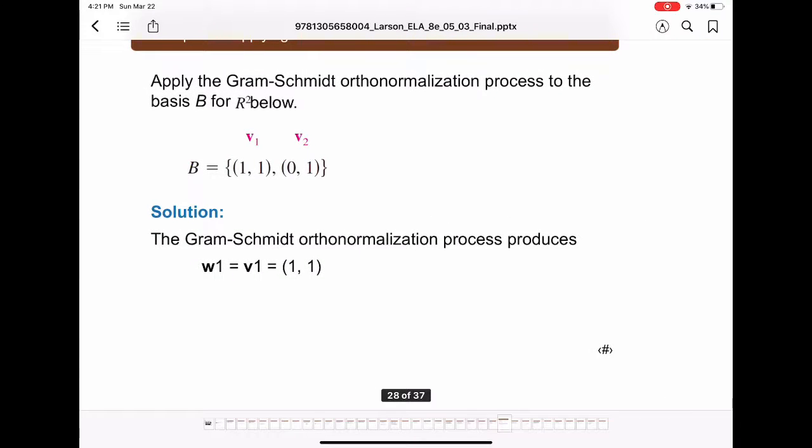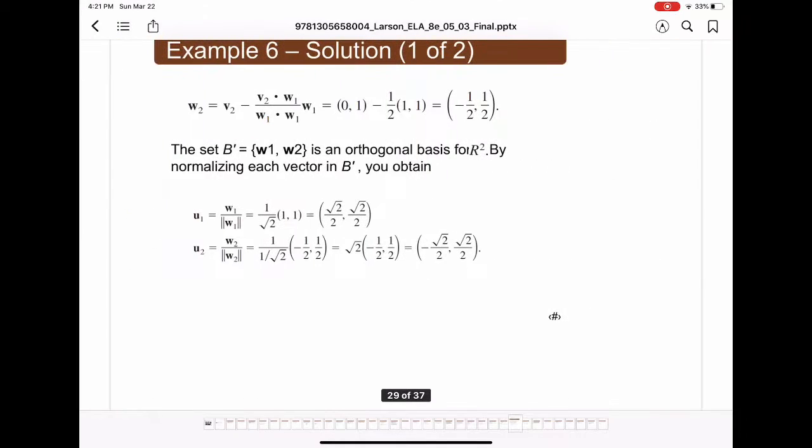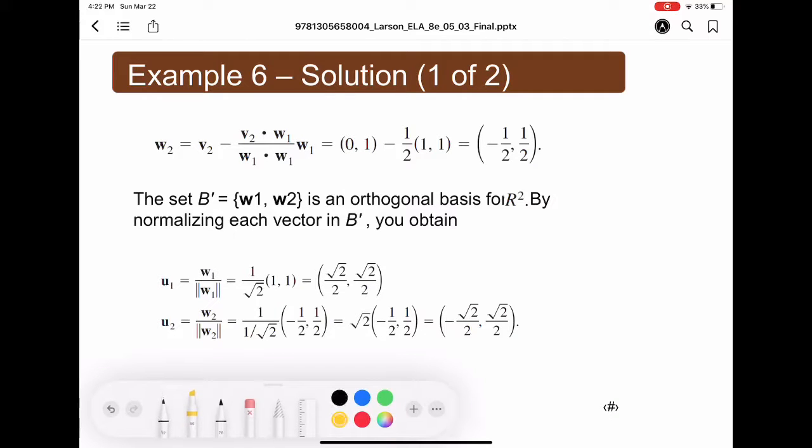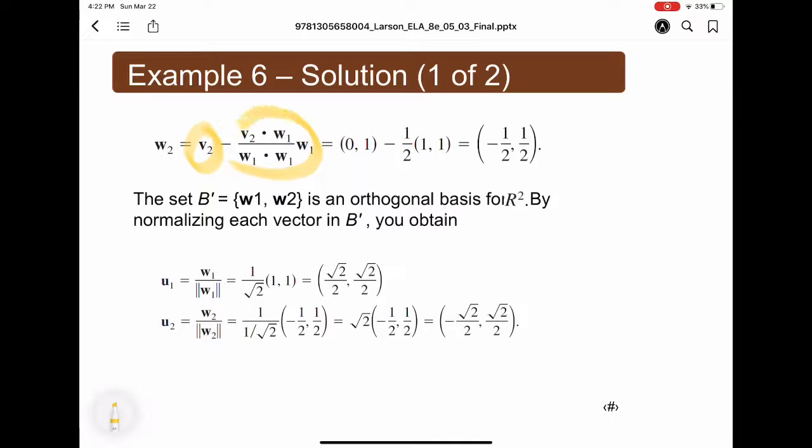Here's an example. They ask us to apply the Gram-Schmidt process to the basis B to find an orthonormal basis. So how do we do that? They fix W1 and denote it by V1, equal to (1, 1). Then they find W2. How? They subtract from V2 the orthogonal projection of V2 onto W1. They calculate this, get (1, 0), subtract, and get (-1/2, 1/2).